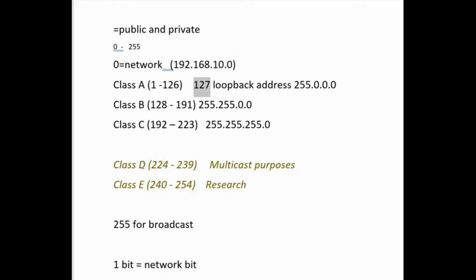Another thing is class D. Class D IP addresses are normally used for multicast purposes. We don't use class D addresses for normal IP address assignment. And class E we use for research purposes. But for normal IP communications, we use this block. For example, when hundreds of people are working, or for public communications on the internet, we use IP addresses from this range.